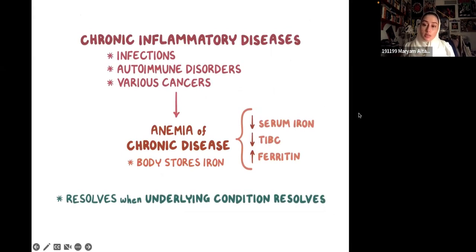And the way you treat it is by treating the underlying condition, because it's going to prevent the inflammation and decrease the hepcidin, and everything is going to resolve from there. But the important thing is that serum iron is low because you can't release it, right? Decreased TIBC, decreased total iron binding capacity, because you don't need to bind iron, right? You're in a state of inflammation. But remember, your ferritin is going to be increased. So that's the key thing.